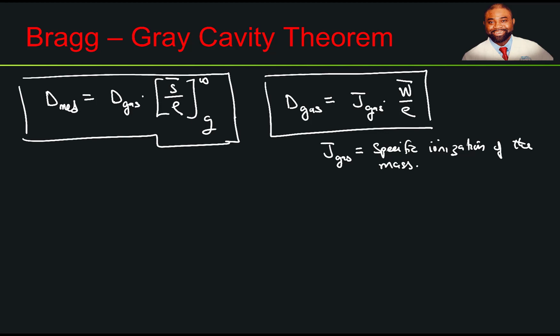What this means is that J is the ionization charge of one sign produced per unit mass in the cavity, and so the dose to the medium will be equal to J gas multiplied by W over E, which essentially represents the energy expended per ion pair created in the medium, multiplied by the ratio of the unrestricted collision stopping power ratios. This is medium to gas.